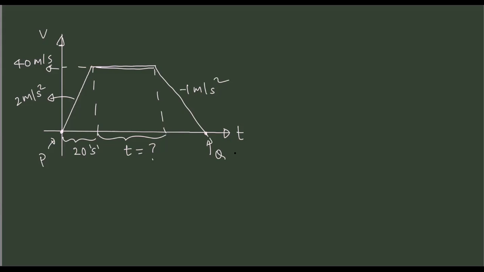It's negative. Now, if you were accelerating at 2 meter per second square, and then you attain 40 meter per second in 20 seconds, and now you are decelerating at a lower rate, 1 meter per second square, how long should it take to reach zero speed? What should be this time?